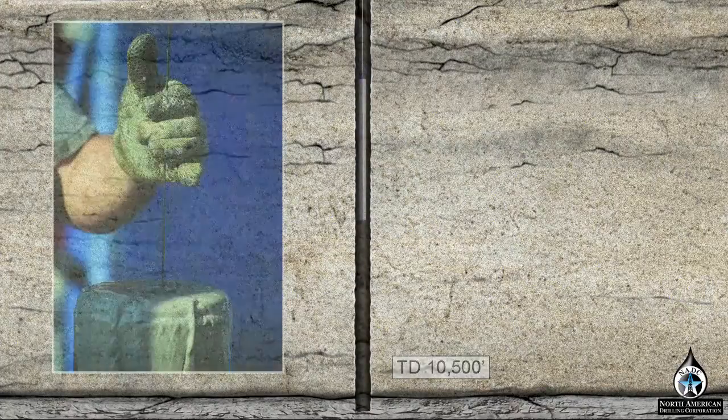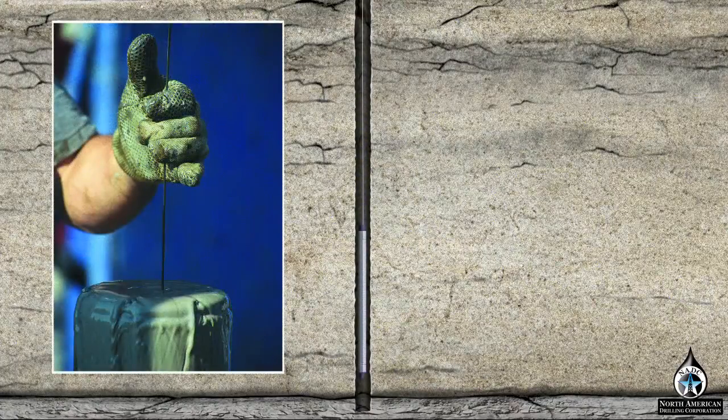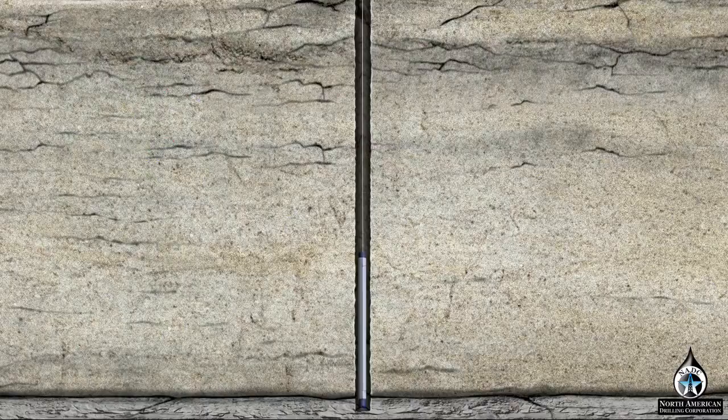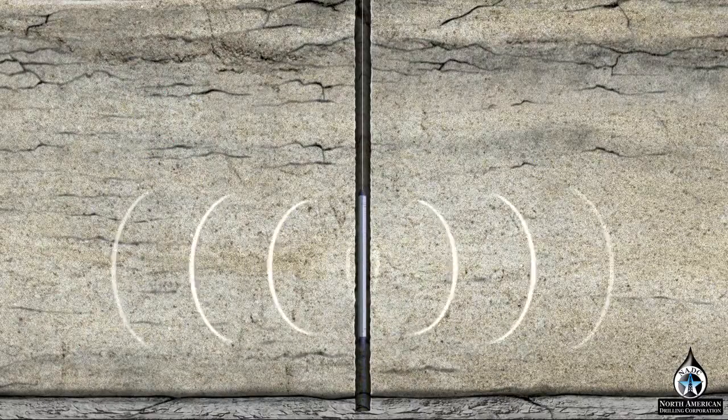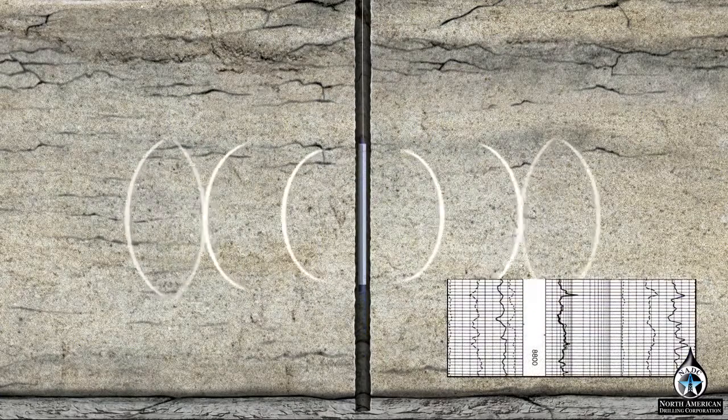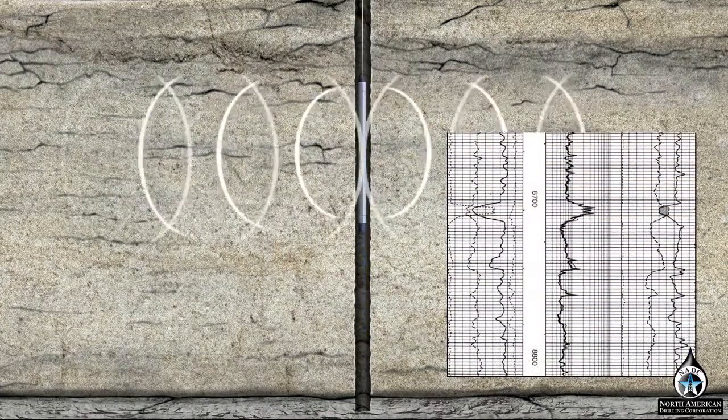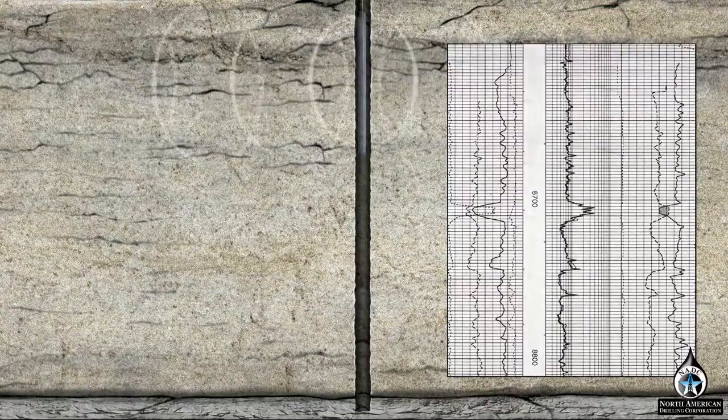Next, a logging tool is lowered to the bottom of the well on a wire line. As the tool is pulled back up the entire length of the well, data is gathered to create an electric log. Once the well has been logged and deemed a commercial well, production casing is then inserted. As with the surface and intermediate casing, the production casing is also cemented into the hole.